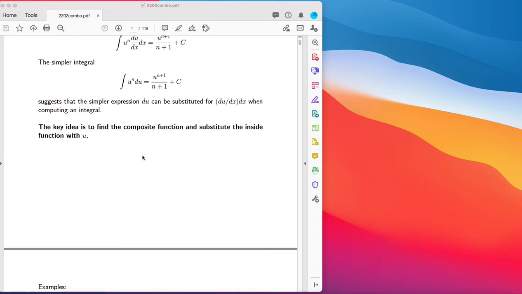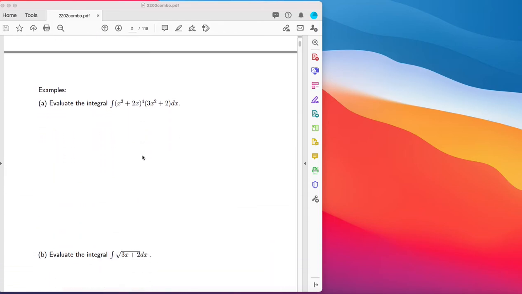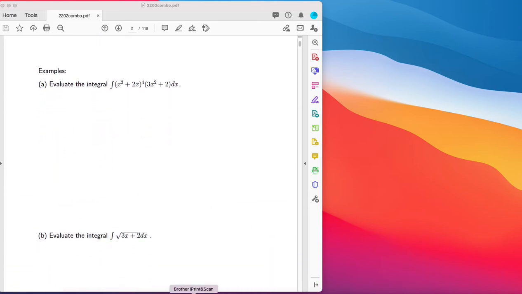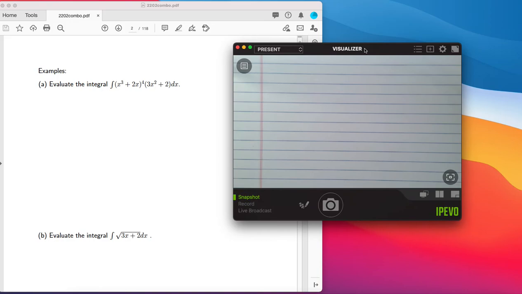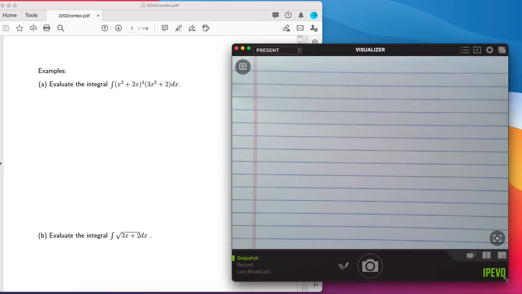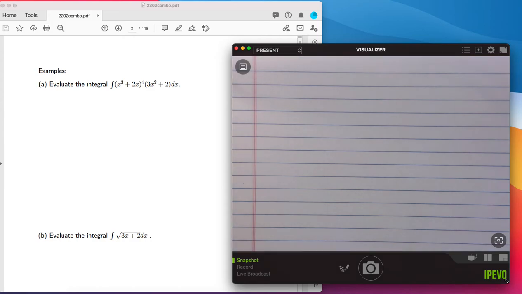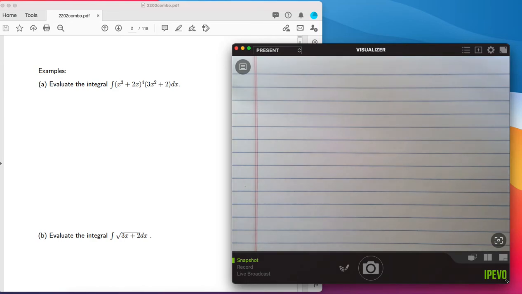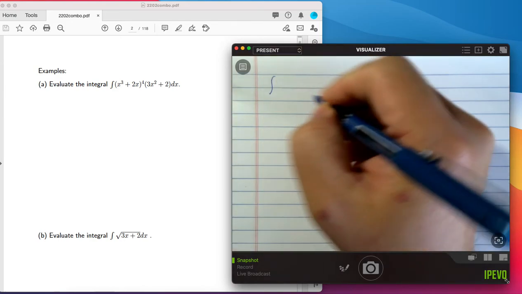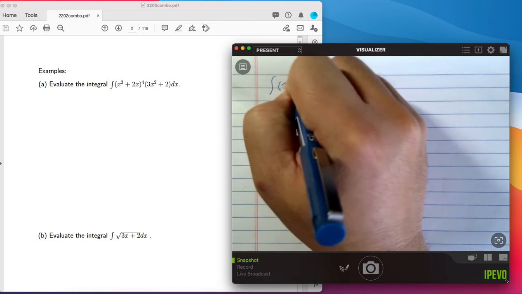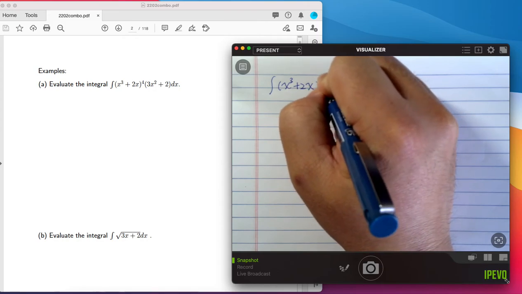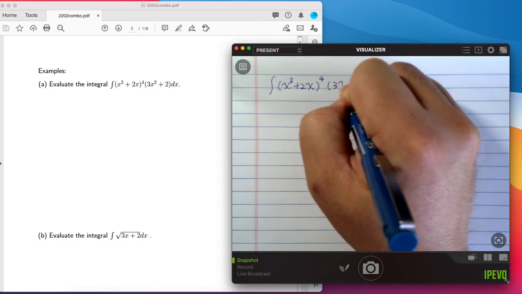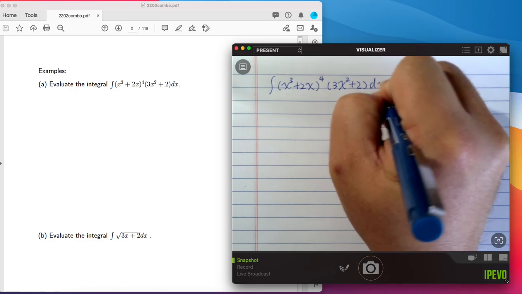Now let us practice a couple of examples here. So let me pull this, and then let me drag it here. Right now, look at the first example. We have the integral of x cubed plus 2x, to the power 4, times 3x squared plus 2, dx.